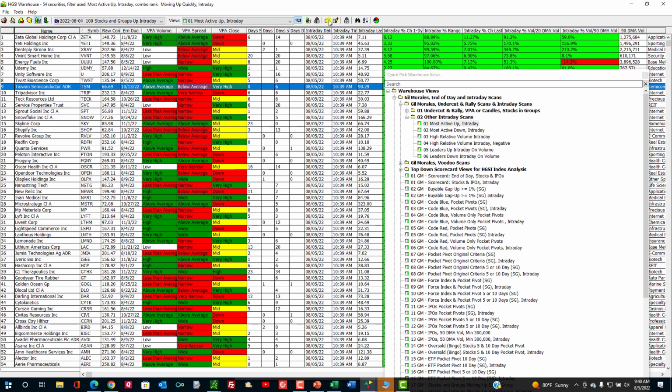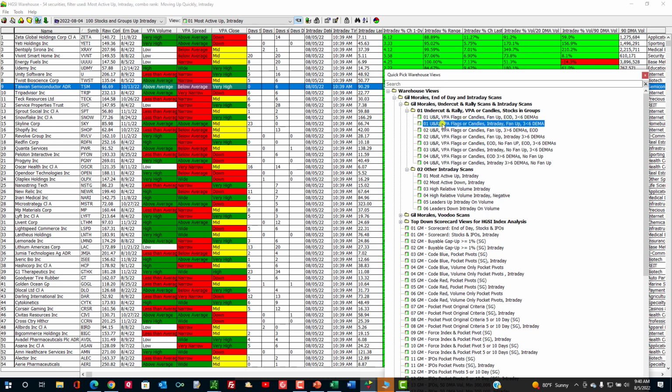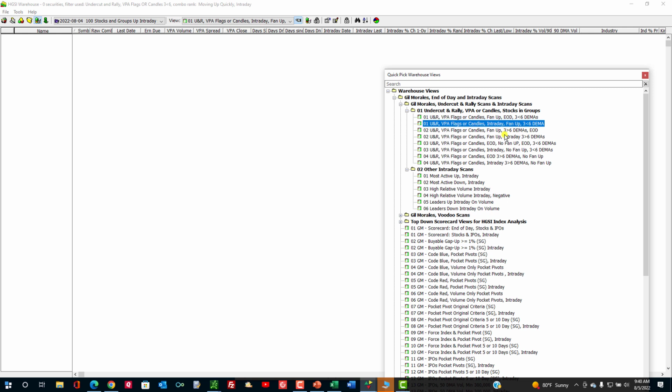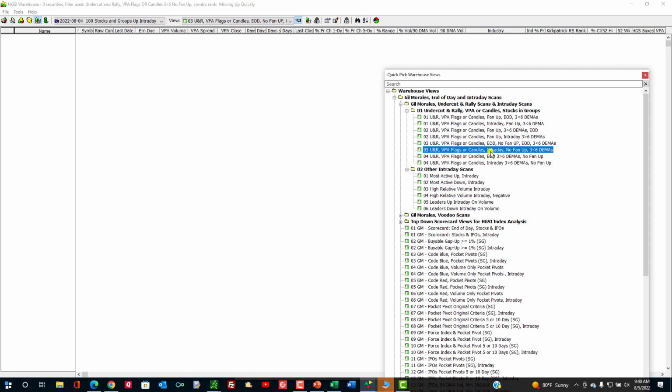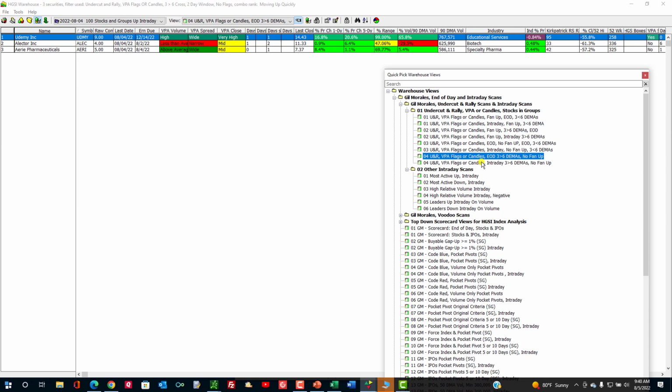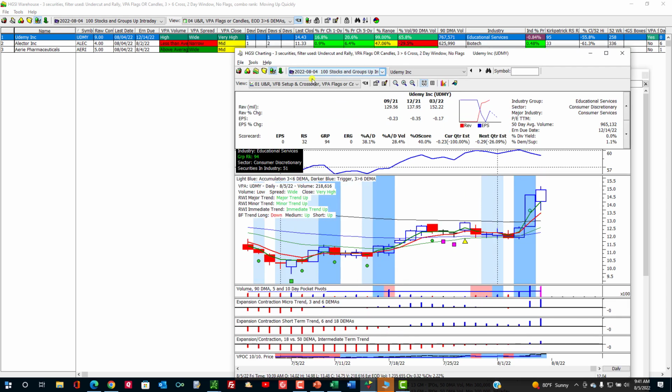Okay, let's take this same group of 100 stocks, and I'm going to go up here into Gil's files, undercut and rally. Let's see if any of them had the 3 below the 6 yesterday. No. Let's see the ones, if any, that crossed over yesterday. No. So nothing there. On this one, the 3 crossed the 6 with no fan up. There's 3 of them here. So there's Udemy. Udemy's that educational site. I've taken a lot of courses off there. They're inexpensive and they're worthwhile.